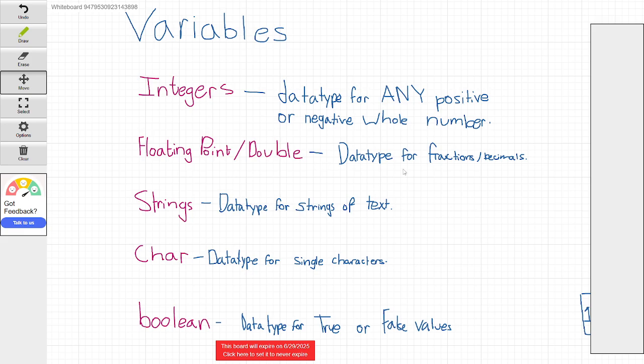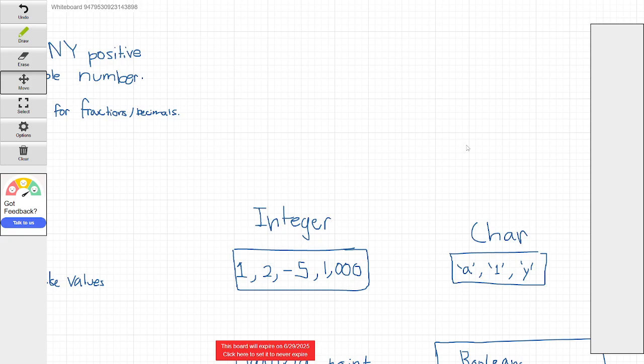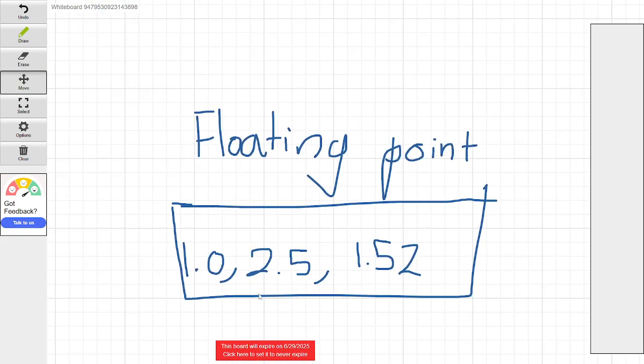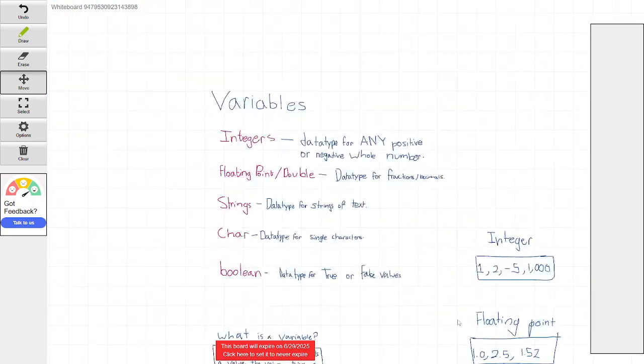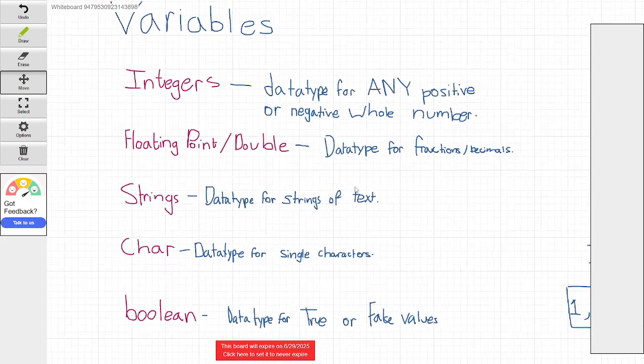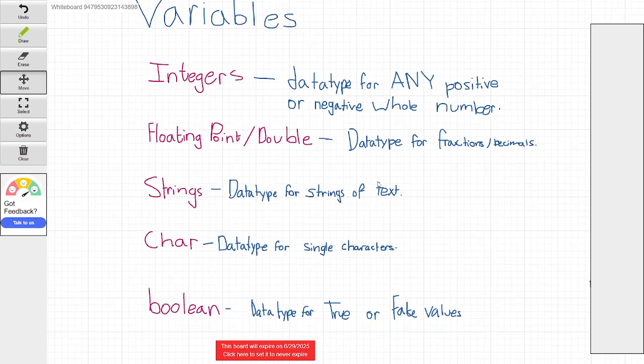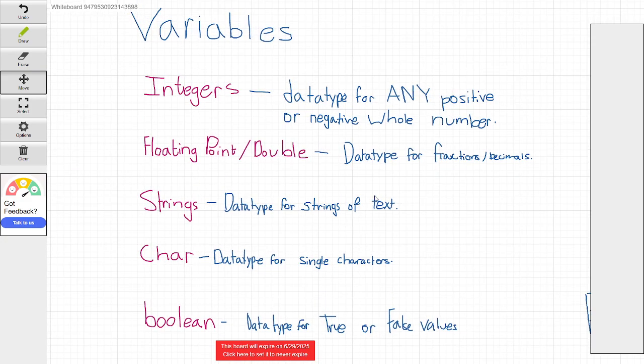This is a data type for fractions or decimals. For example, you have 1.0, 2.5, 1.52. Essentially, floating point just means it's a number that has a decimal. It has a point in it. So that's what floating points are.